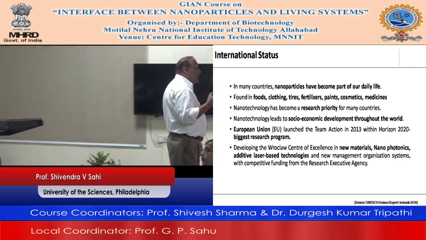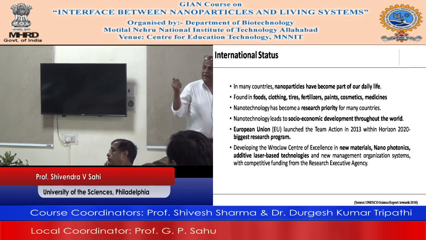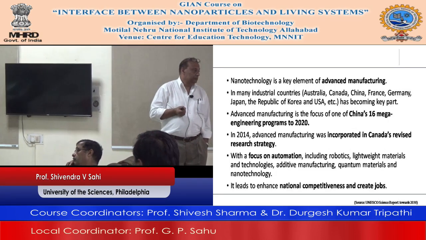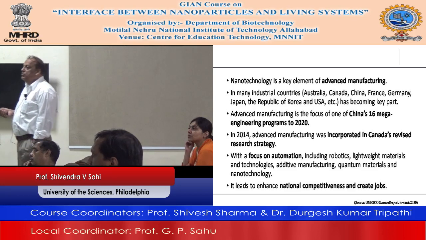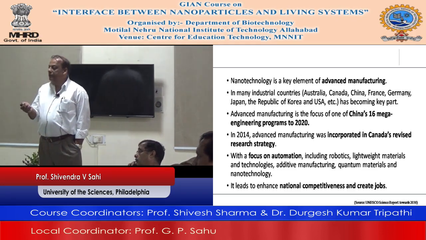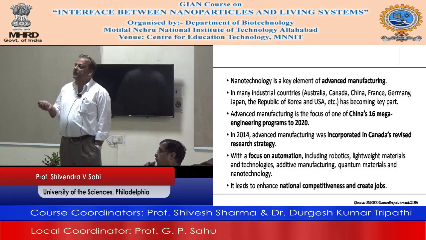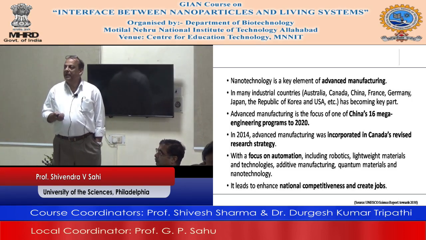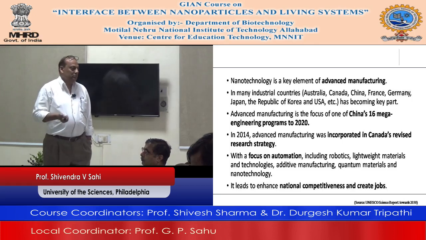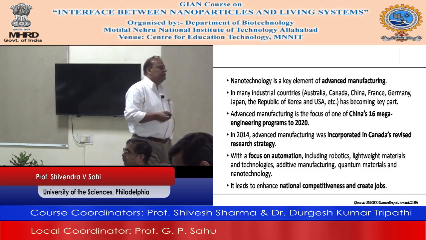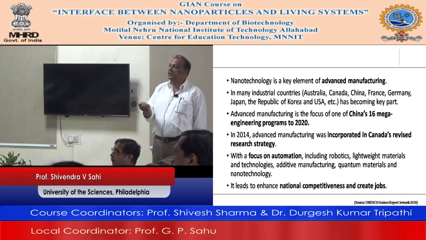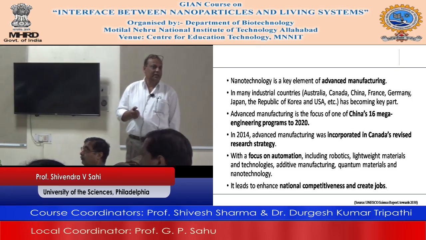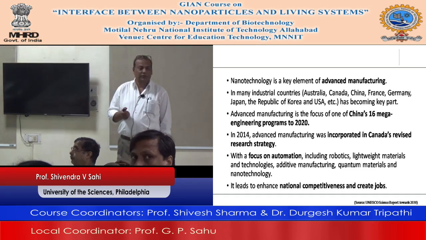One of the things is nanotechnology being used in advanced manufacturing. Japan is using it, and some other countries are using it as well, for example Australia, Canada, China, France, Germany, Japan, Republic of Korea. Of course, the US is already there. China is investing a lot of money, with China's 16 mega engineering programs, which is what they have decided on by 2020.